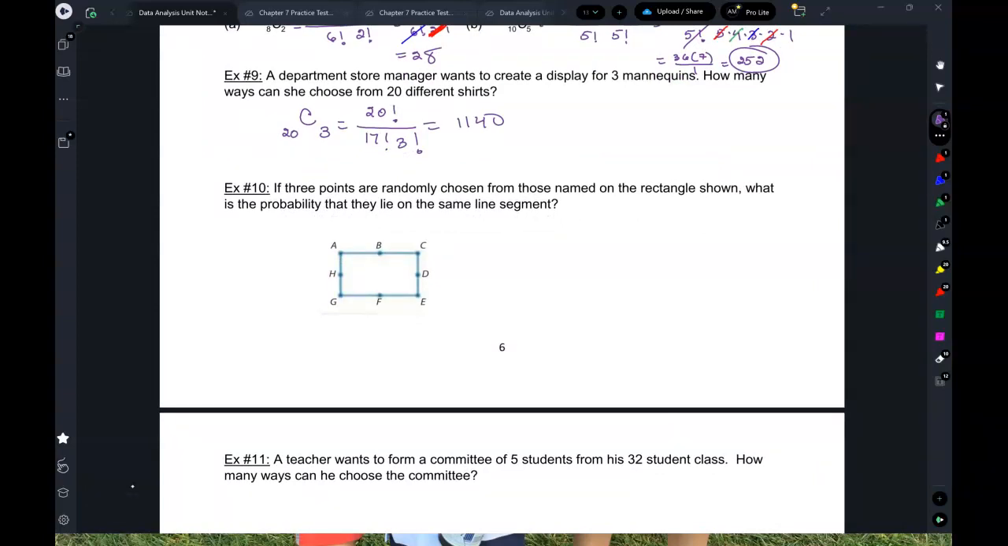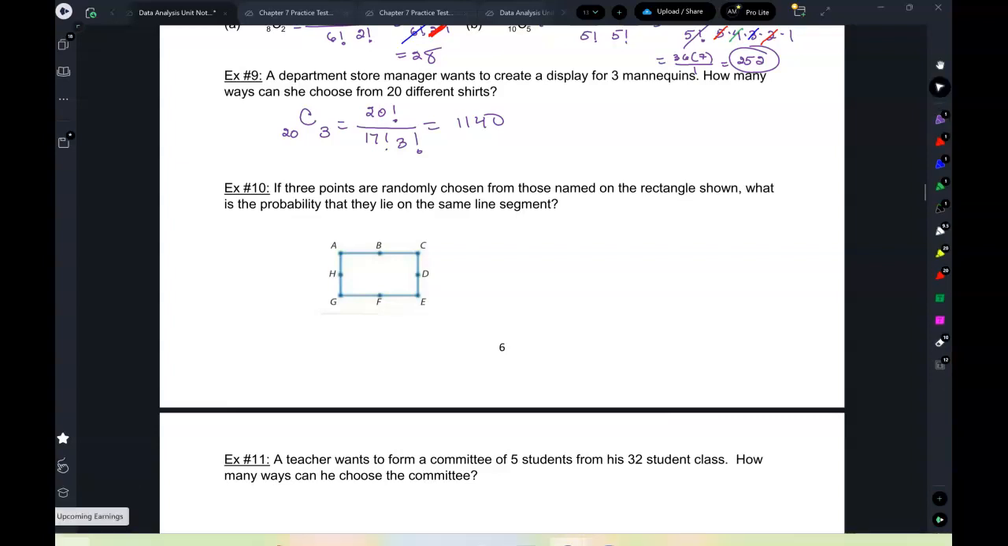Now I'm going to give you exactly 60 seconds and I want you to work out number 10. On your mark, get set, go. Okay, so if 3 points are chosen randomly from those named on the rectangle shown, what is the probability that they lie on the same line segment? So first of all, how many total points do we have? And of those, how many are we choosing? 3. So this will give you 56.